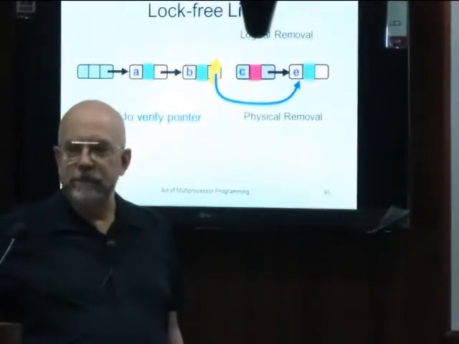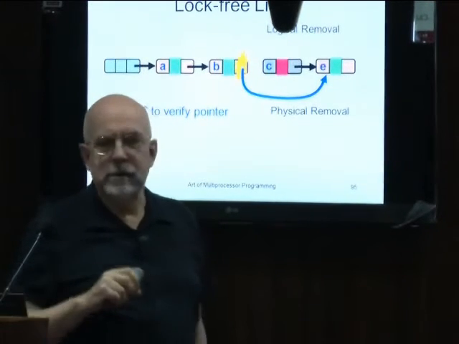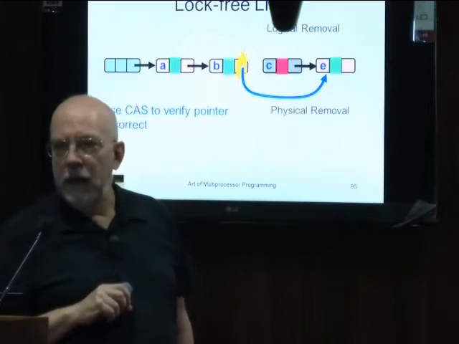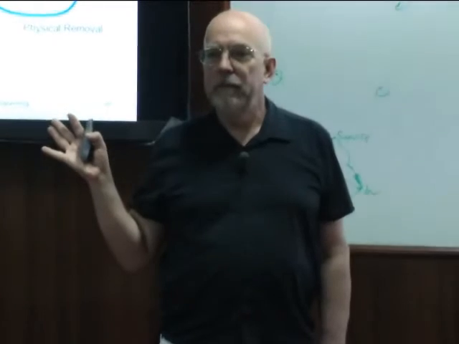So here we're going to do logical removal. I'm going to set this bit. So now C is not logically present in the set, although the node that holds C is still physically present in the list. Then I'm going to use the compare and set to say if that reference is still pointing to C, then turn it around and point to C's successor. And the comparison and the change are done atomically, so I don't need a lock. So I guess that's fairly simple.